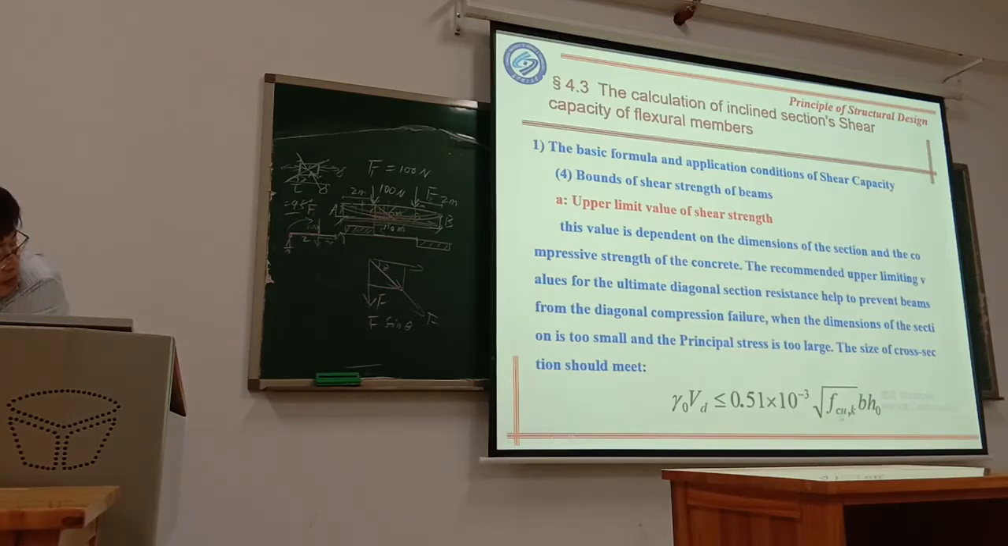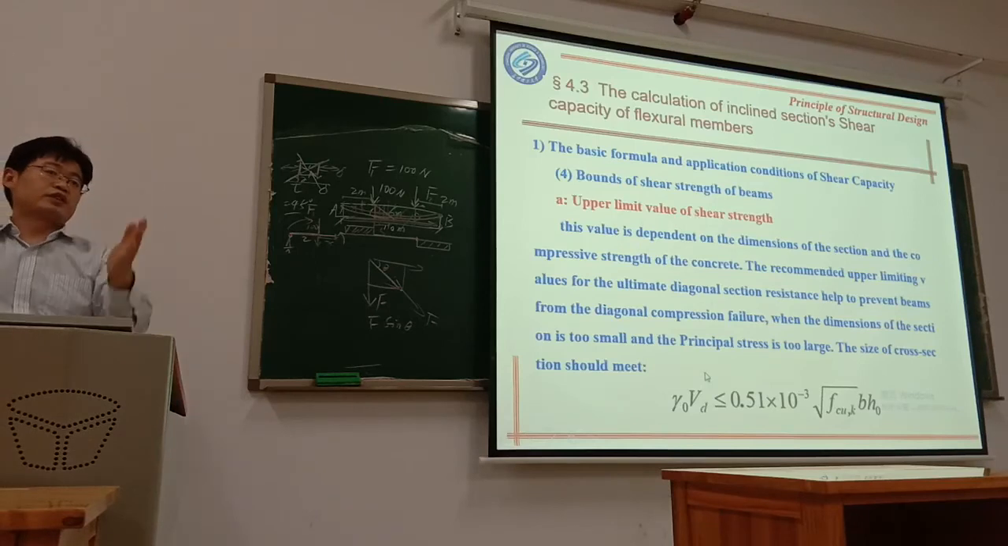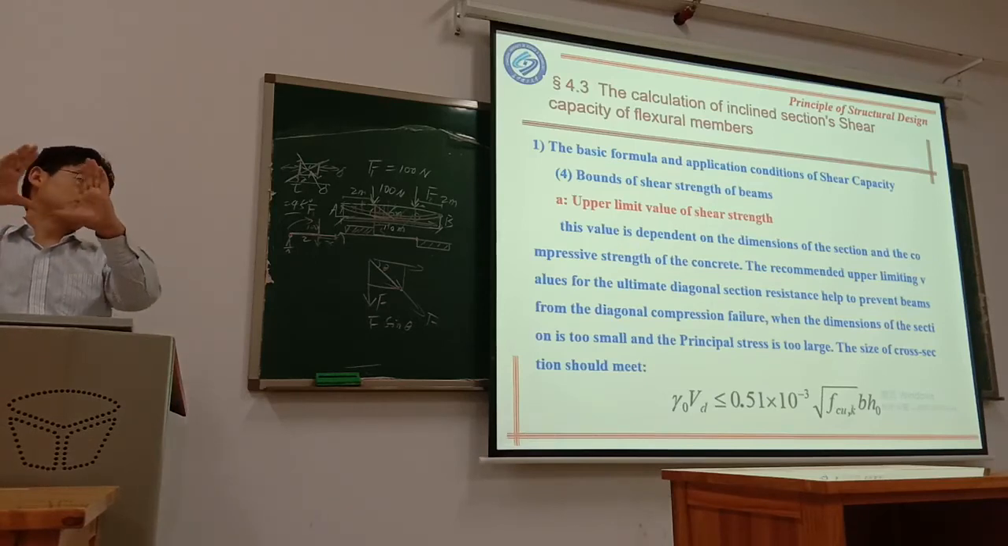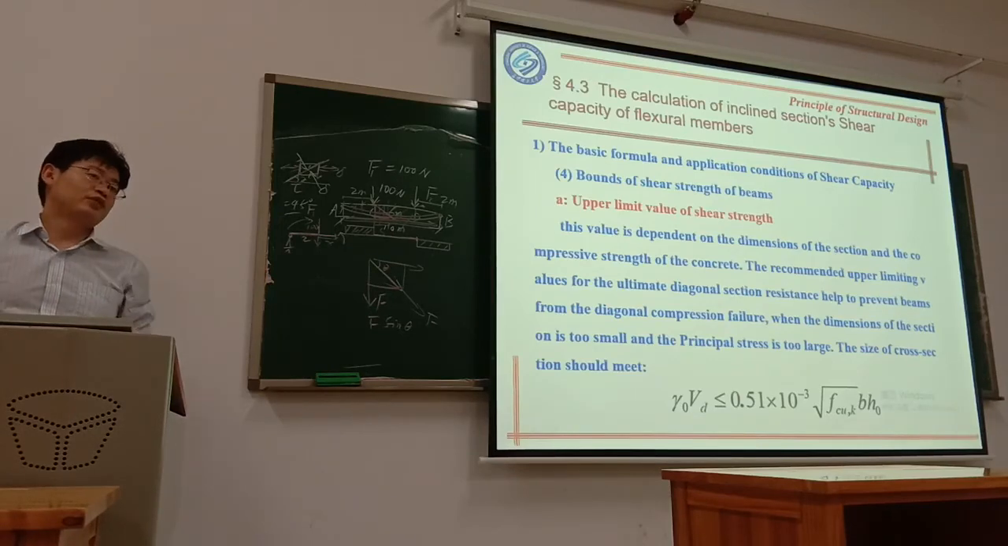See, in this equation, the effective depth b h0, you need to make sure b h0 meets this requirement. That means your section cannot be too small. If too small, you cannot get enough shear resistance.